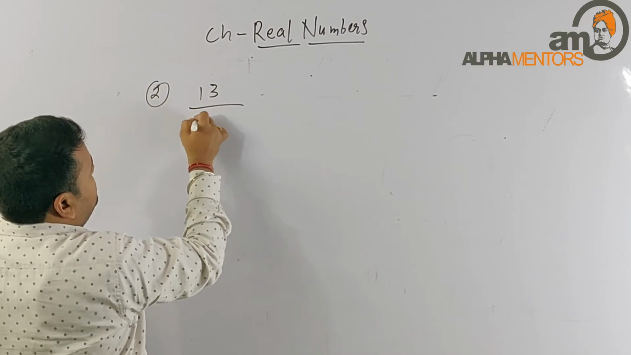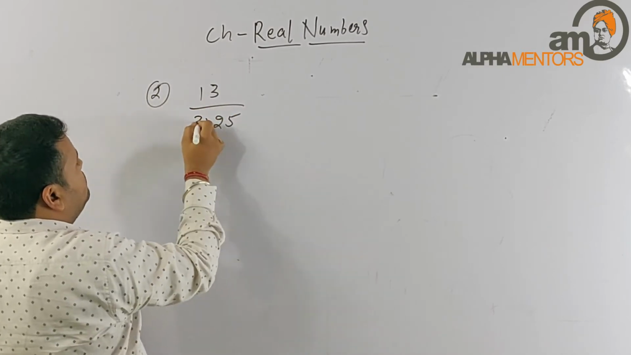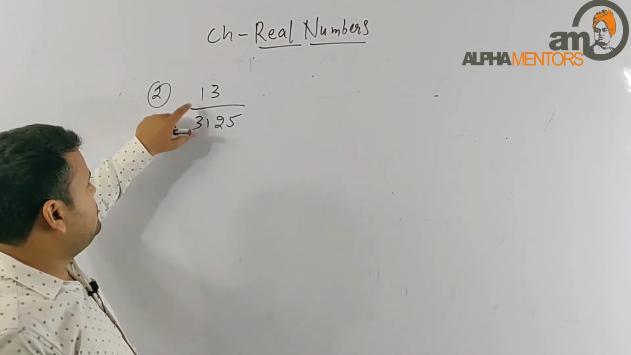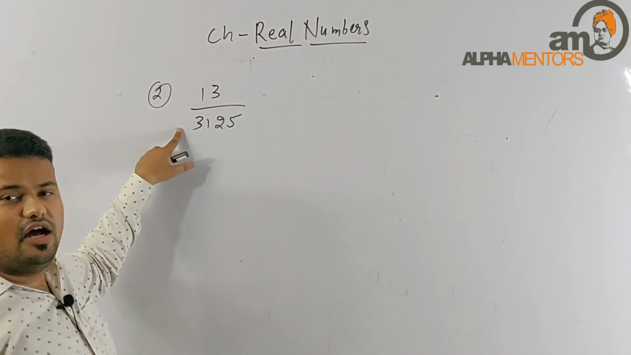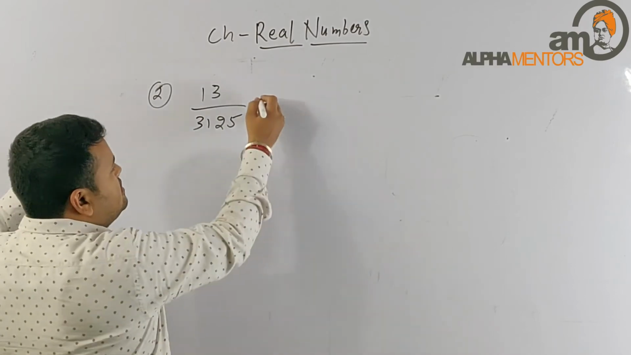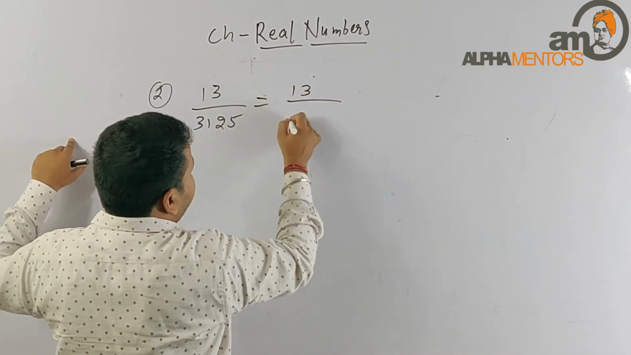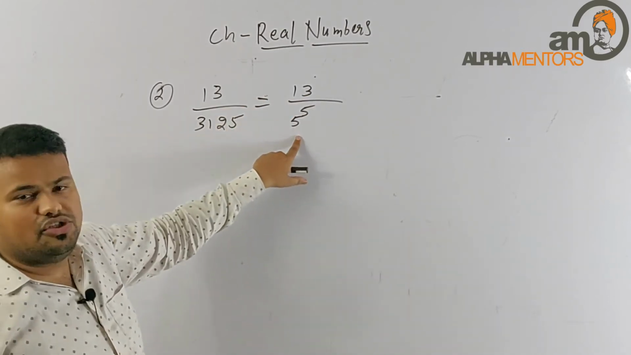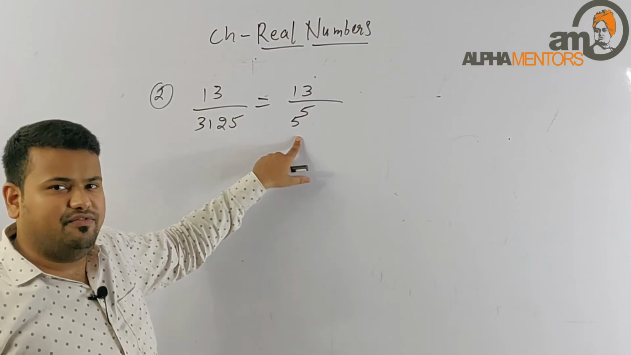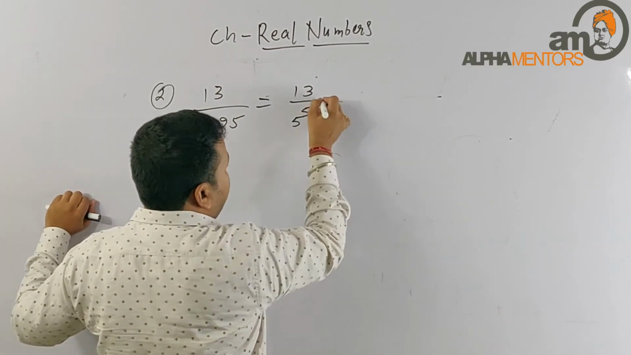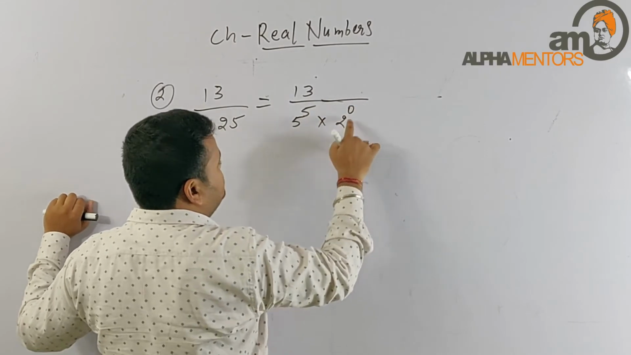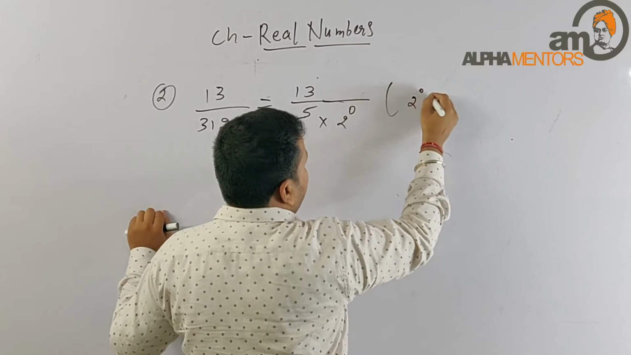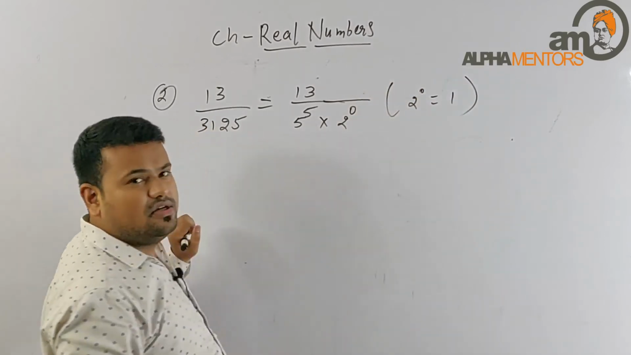Now suppose I am writing the number 13 upon 3125. First you check 13 and 3125, and you will find that these are co-prime. So let's go for the prime factorization. The prime factorization of 3125 is 5 to the power 5. So what I can say is the exponent of 2 is 0. Why can I write the exponent 0? Because any number to the exponent 0 is 1.